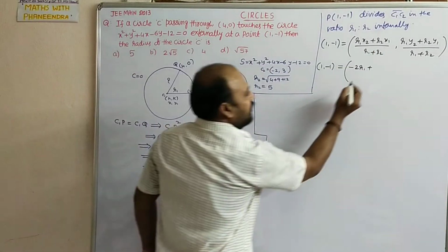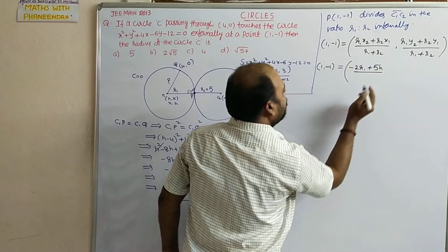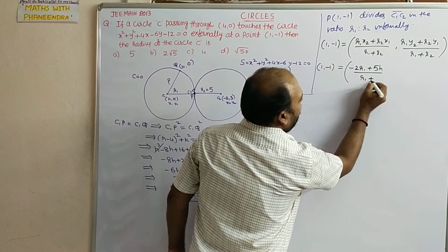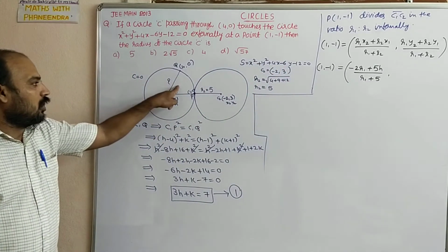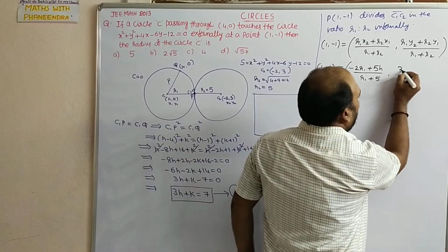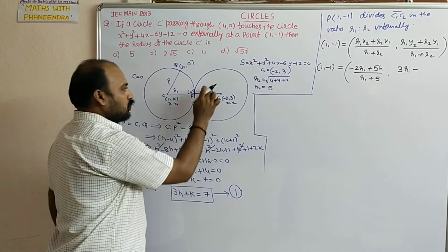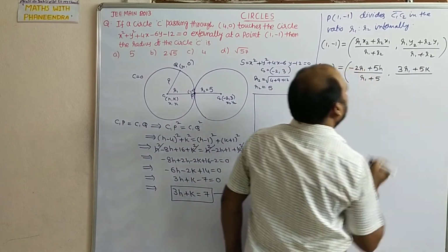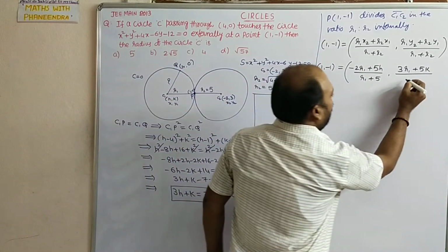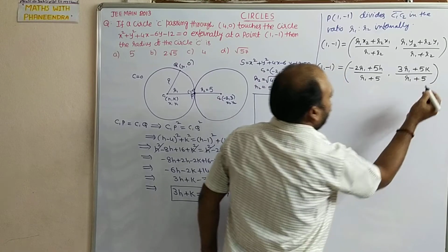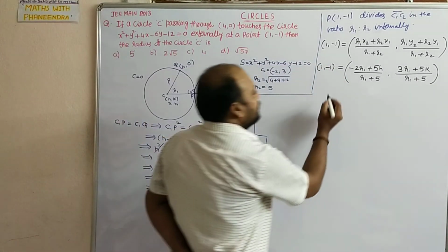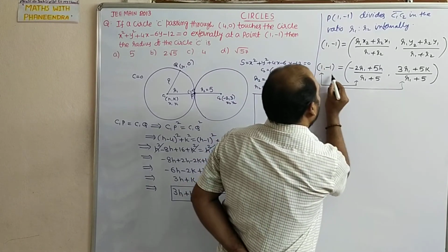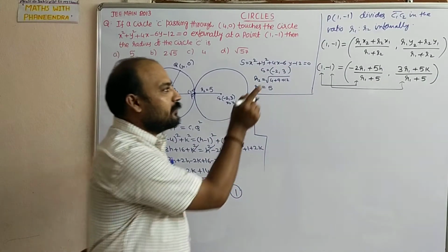5 into h, 5h divided by R1 plus R2. That means 5 plus R1, R1 plus 5 otherwise. R1 y2, y2 value is 3. So 3 R1. Next plus R2 y1. That means 5 into k, 5k, divided by R1 plus R2, again R1 plus 5. Equating x coordinate and y coordinates. So fastly we will do, but according to the student convenience I am doing clearly.